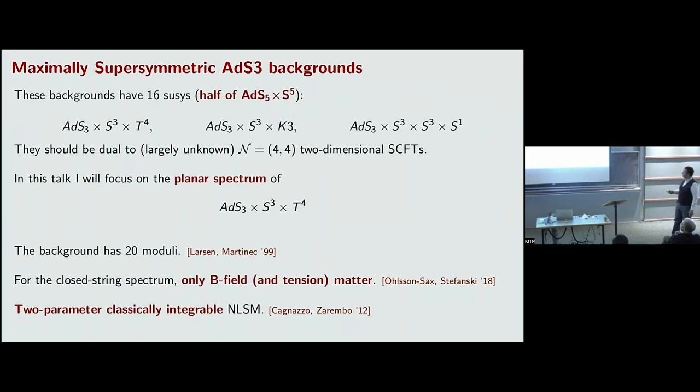Because of the reduced supersymmetry, actually, this background has a lot of parameters, 20 moduli that I can tune. Many of them are related to the shapes of the torus. For the purpose of computing this planar spectrum, what is particularly interesting are just two parameters. One is the overall tension of this string in units of the curvature radius of AdS. And the other is the B field, how much Ramond-Ramond field you turn on in this background. So I'm interested, to keep things simple, in a two-parameter model for the purpose of this talk. And it turns out that actually this two-parameter string nonlinear sigma model is classically integrable. So I have good hopes that this integrability carries over at the quantum level and I can complete my procedure.